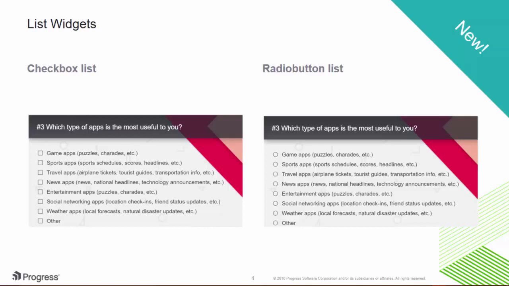Next, we have 2 new list controls, the checkbox list and the radio button list, each capable of binding to data using data sources or model binding, and support theming for seamless visual appearance throughout your application. Let's jump over to Visual Studio and see some code.